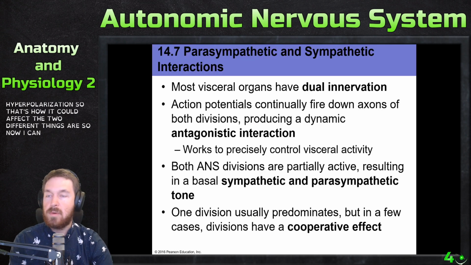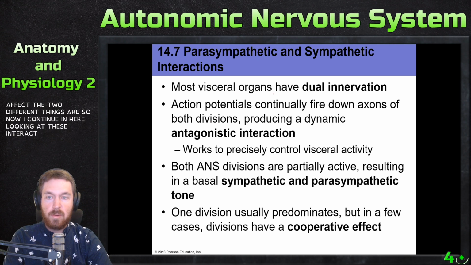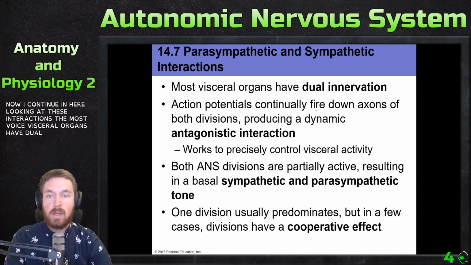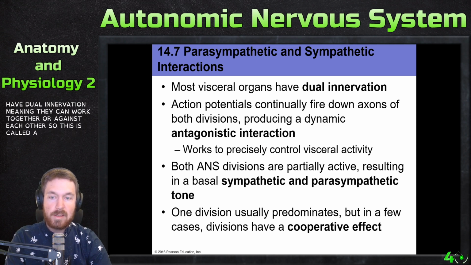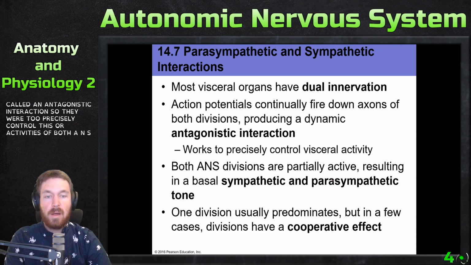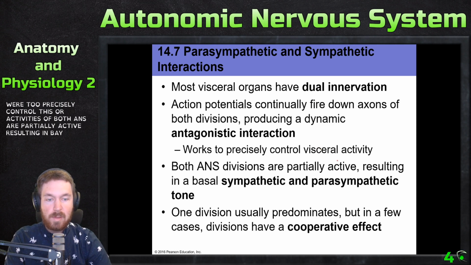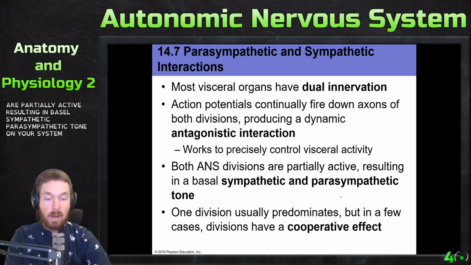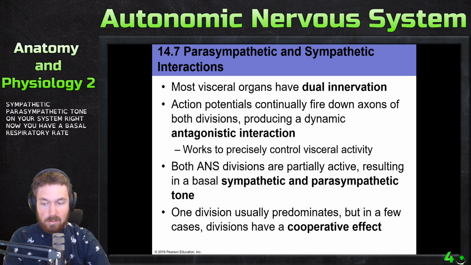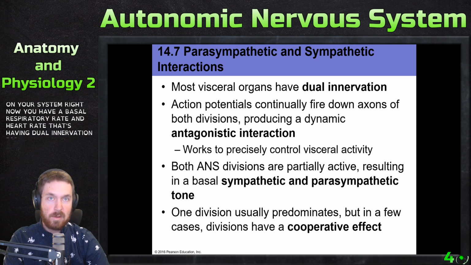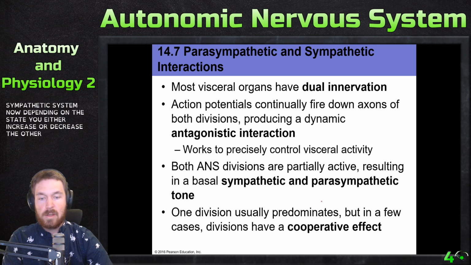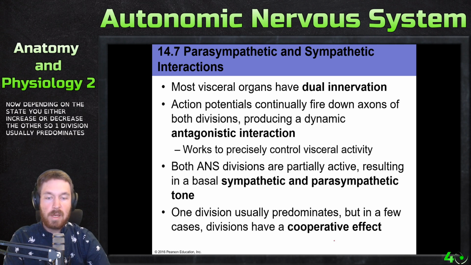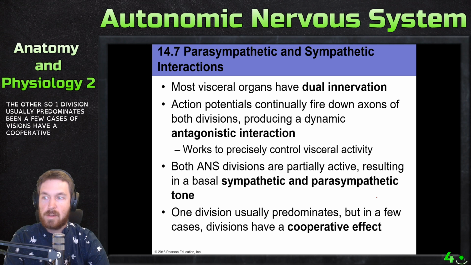So now continuing here, looking at these interactions. Most visceral organs have dual innervation, meaning the two divisions can work together or against each other. This is called an antagonistic interaction. They work to precisely control visceral activity. Both divisions of the ANS are partially active, resulting in basal sympathetic and parasympathetic tone on your system. Right now, you have a basal respiratory rate and heart rate that has dual innervation from the parasympathetic and sympathetic system. Depending on the state, you either increase one or decrease the other. One division usually predominates, but in a few cases, the divisions have a cooperative effect.